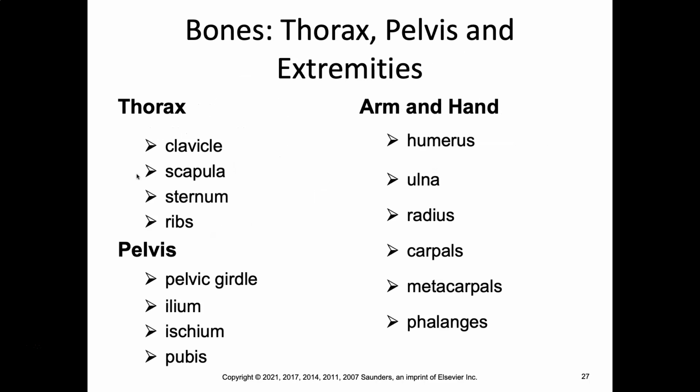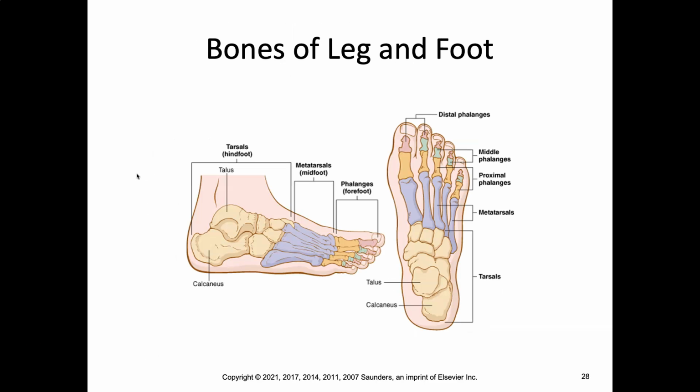All right, let's talk about the bones in your thorax, pelvis, and extremities. In your thorax area, it's your clavicle or your collarbone, scapula, sternum, and ribs. In your pelvis area, you have a pelvic girdle, an ilium, an ischium, and a pubic bone. In your arm and hand, you have humerus, ulna, radius, carpals, metacarpals, and phalanges. So let's look at, I thought they were going to give us a graphic for the hand and the arm. Sorry about that. Got excited there. But I guess they're going to give us the slides to bones of the leg and the foot.